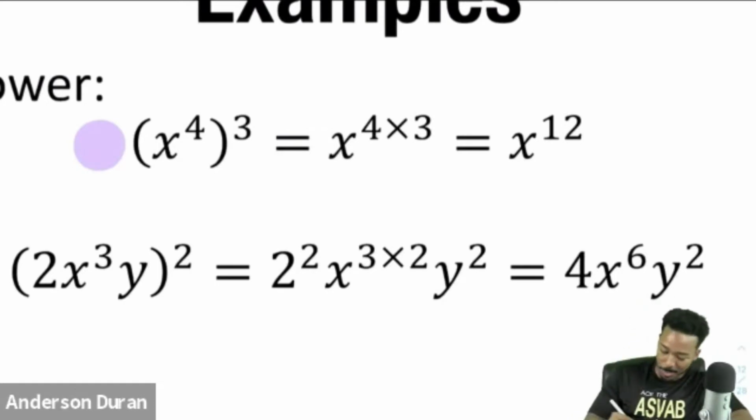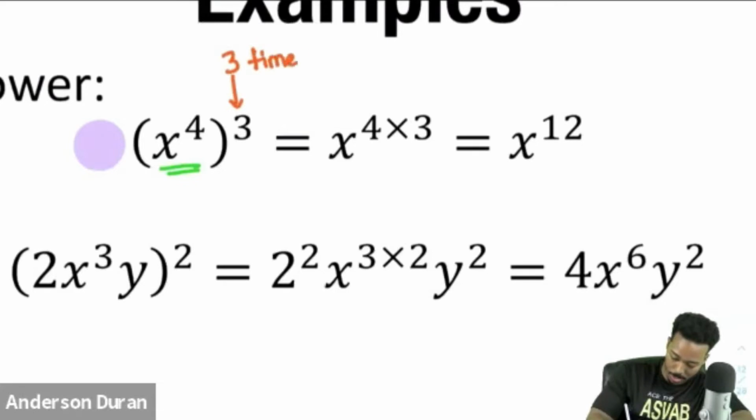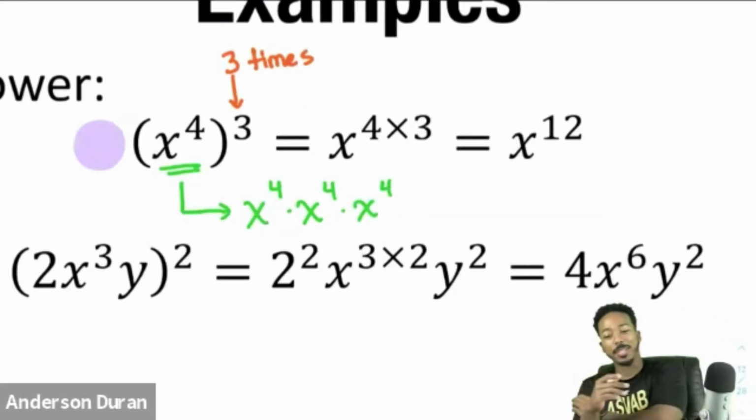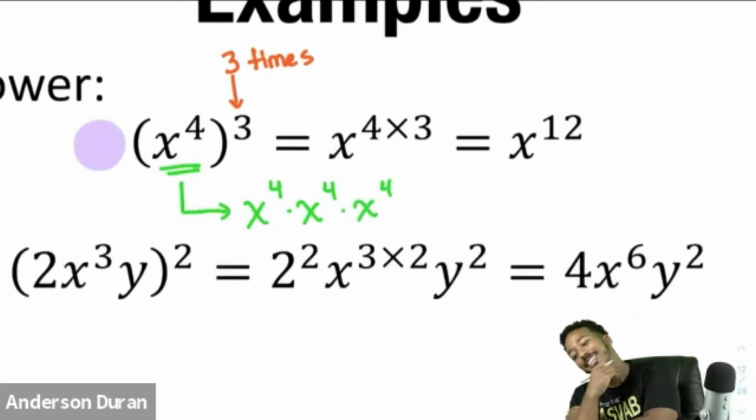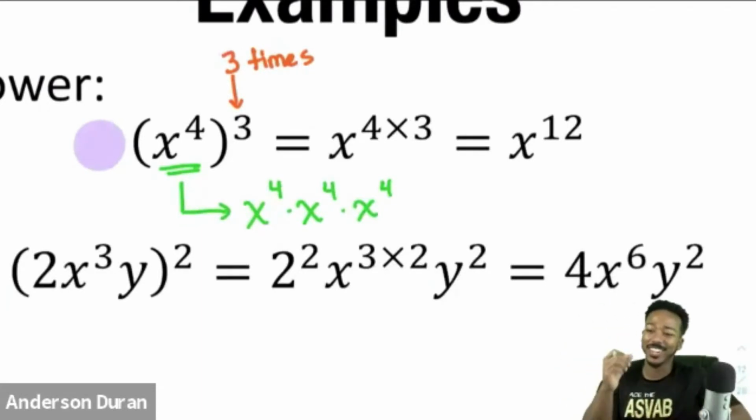So I'm going to do this: x to the power of 4, 3 times. What we're going to do is write x to the 4th times itself 3 times. So everybody remind me, what did we say we should do when we are multiplying powers that have the same base? What do we do with the exponents again? Yeah, exactly. We're going to add them.